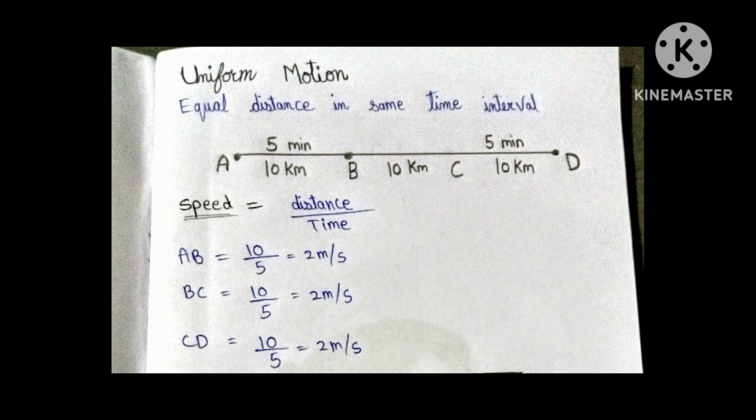If you want to know the speed, take the speed formula. Speed is equal to distance by time. Here distance is 10 and time is 5. The answer is 2 meter per second. We can see that uniform motion is constant. From position A to B, the speed is 2 meter per second. Then position B to C, the speed is 2 meter per second. Then C to D, 2 meter per second. Here speed is the same, so uniform motion is constant.